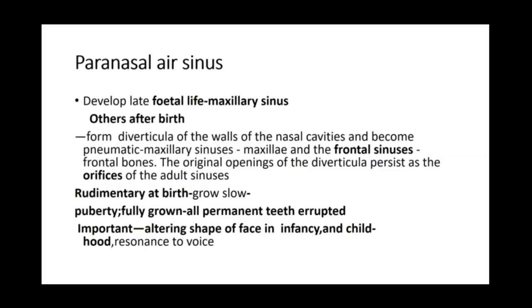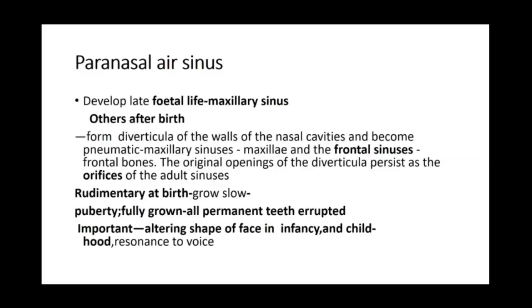The paranasal sinuses develop in late fetal life; it's just the maxillary sinus which is developed before birth. Others develop after birth. The maxillary sinus is the first one to develop, and it's a small one, but the others develop from diverticula of the walls of the nasal cavities and become pneumatic. The maxillary sinus in the maxilla and the frontal sinuses in the frontal bones give extensions from the walls of the nose, and the openings persist as orifices of the adult sinuses.